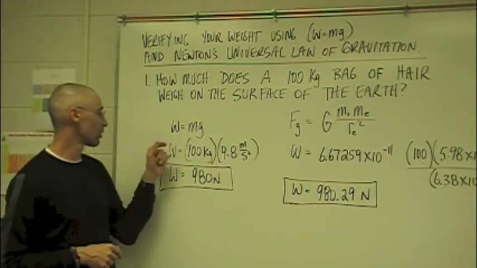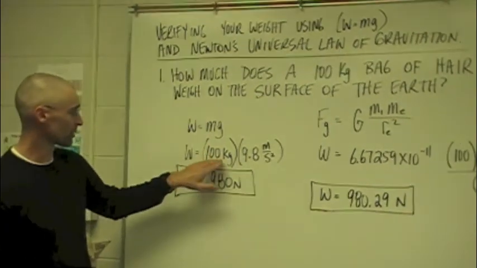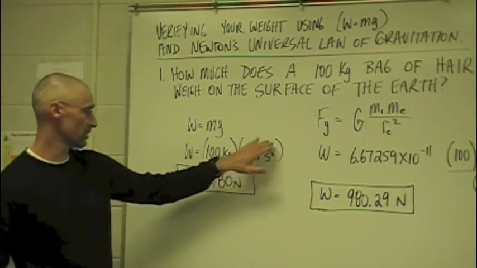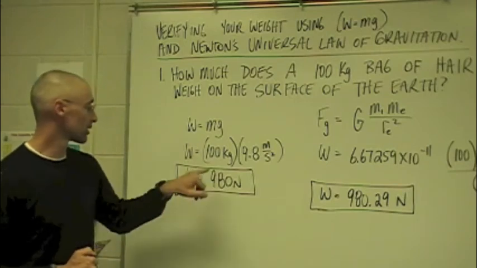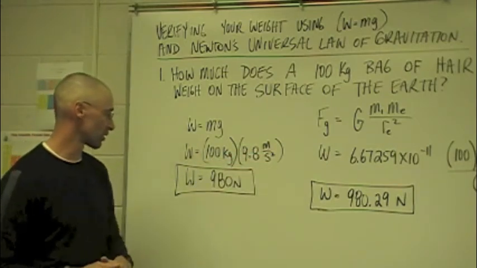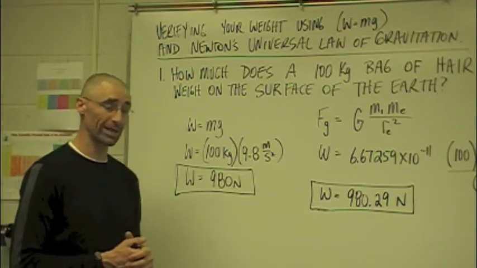So old school way, weight equals mass times acceleration due to gravity. So we go 100 kilograms times 9.8 meters per second squared. We come up with 980 kilogram meters per second squared, which we learned earlier is the same thing as a Newton. So really simple, we weigh 980 newtons.